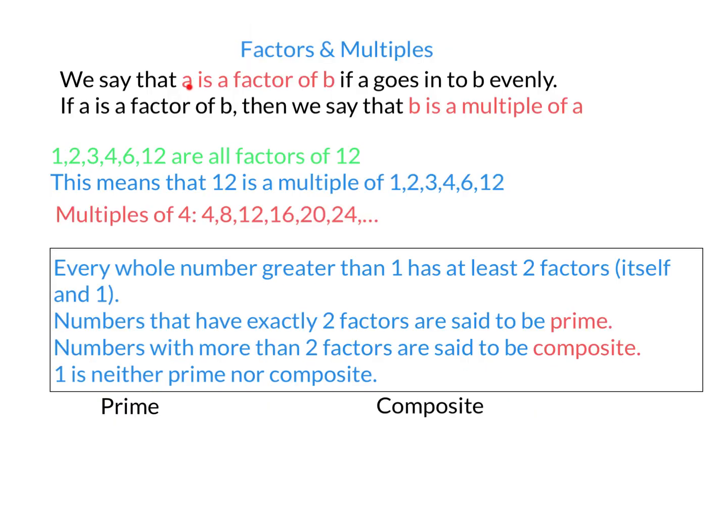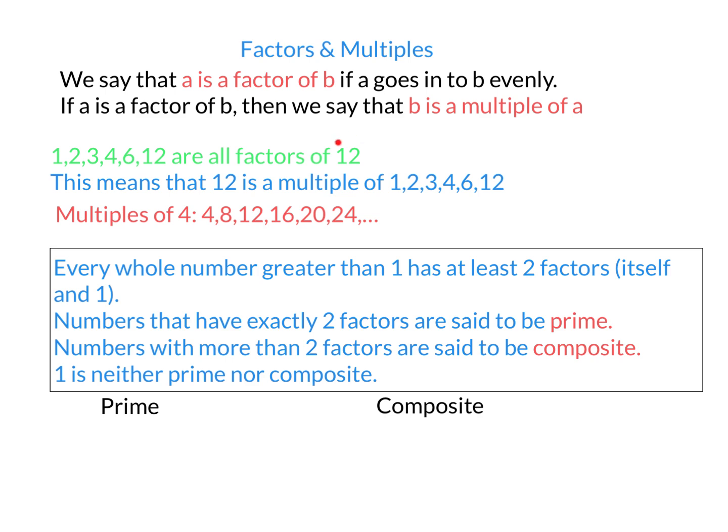So a number A is a factor of another number B if A goes into B evenly. Here A and B just stand for random whole numbers. Now if A is a factor of B, that is equivalent to saying B is a multiple of A. What does all that mean?